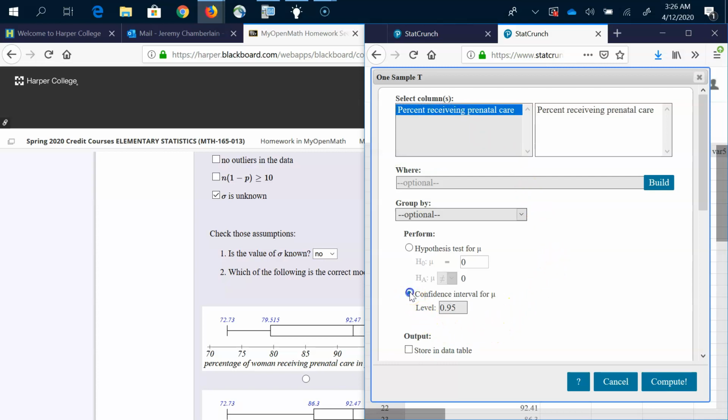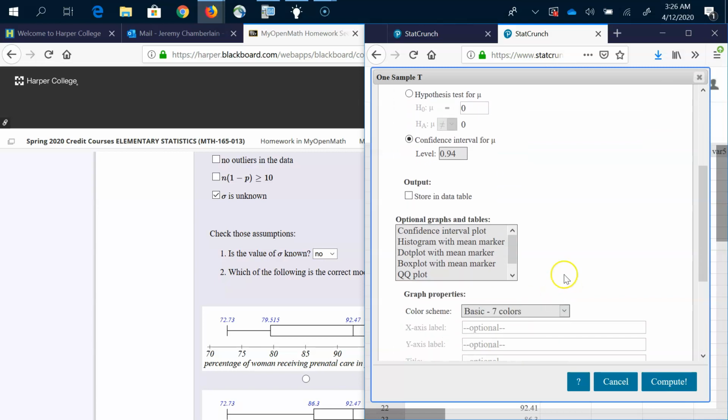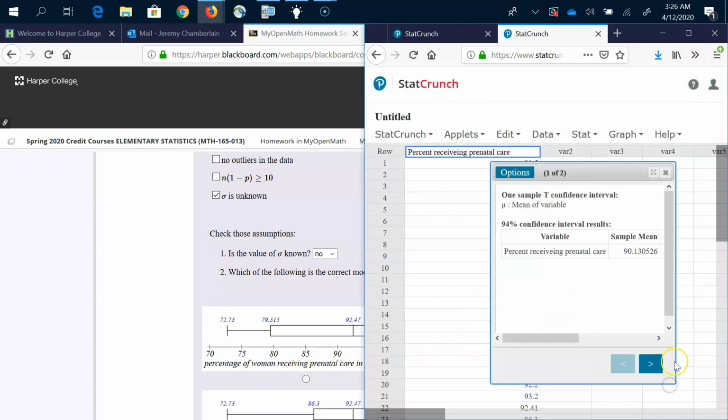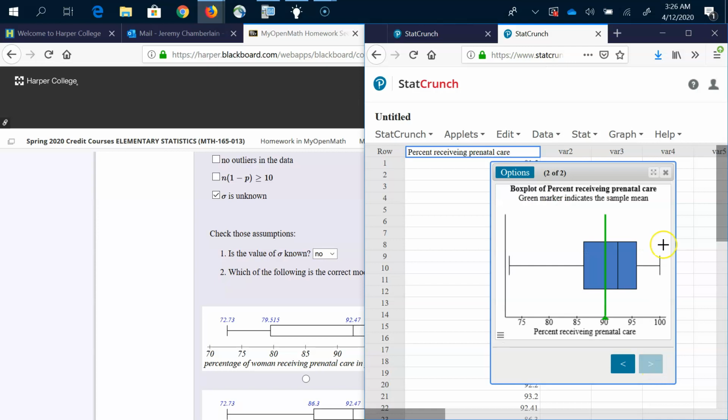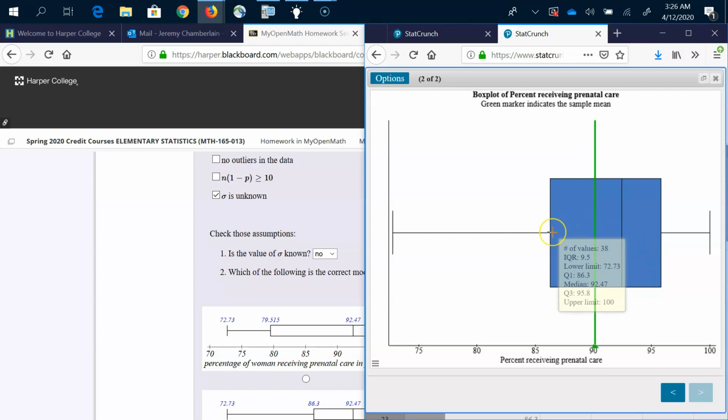And we're doing a confidence interval. The problem wanted 94%. And before I actually get to the confidence interval, they did want a box plot to see if there are any outliers. So I'm going to select box plot. We'll compute this really quick. And so if I put my cursor over the box plot, the lower limit is 72.73, the first quartile is 86.3, the median is 92.47, the third quartile is 95.8.